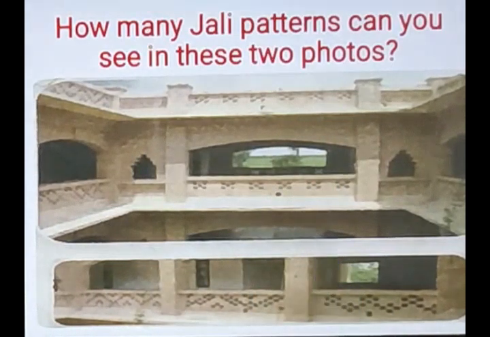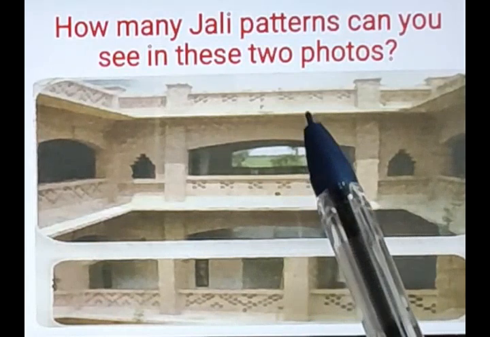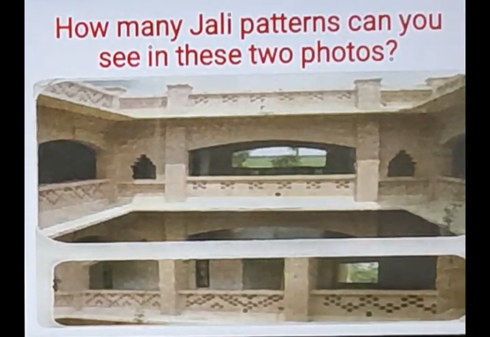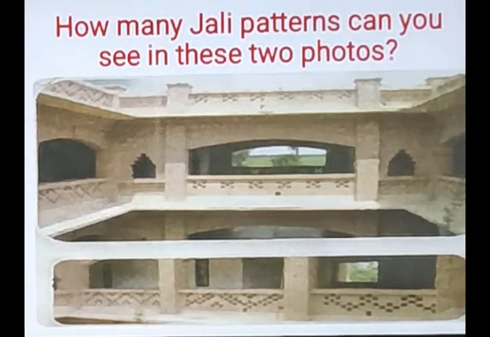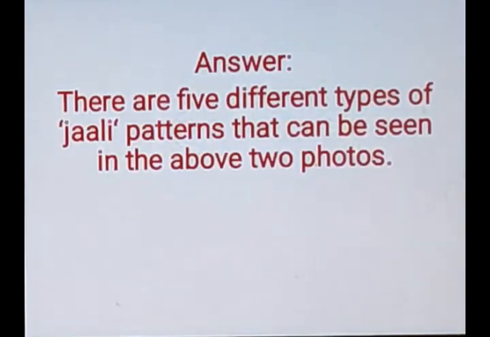There are no other jali patterns, isn't it? Inside there is also one pattern, but it is similar to this. So I'll say that there are 5 jali patterns in these two photos. You can also look properly, and if there is any other, you can tell me. Okay, so your answer will be: there are 5 different types of jali patterns that can be seen in the above two photos. Moving on to the next.